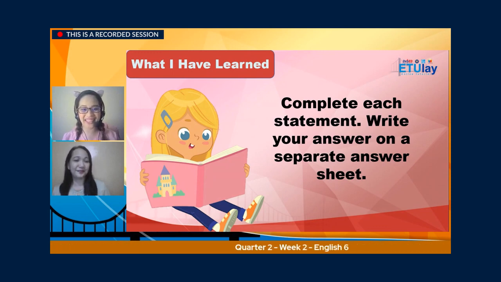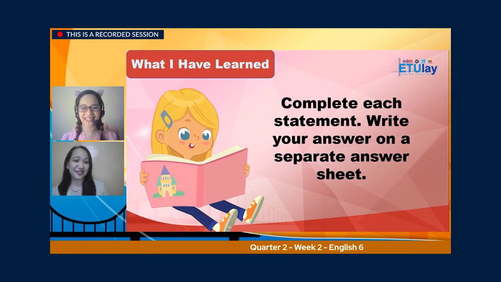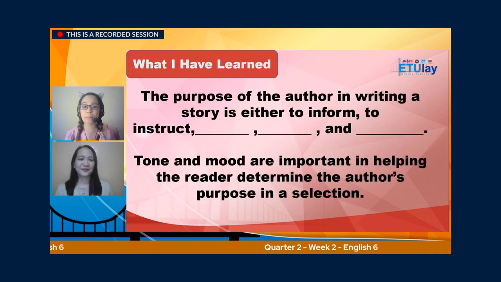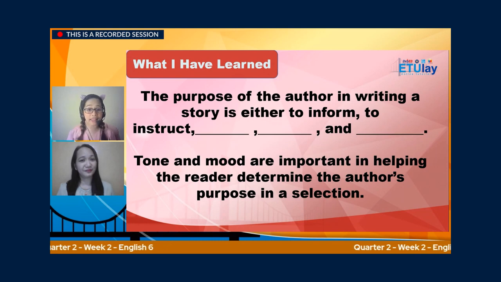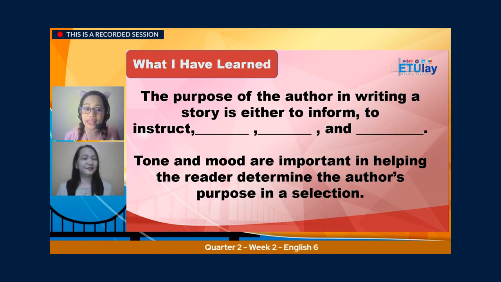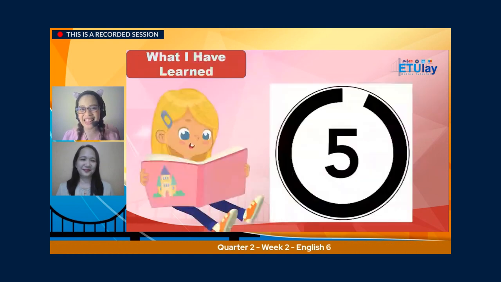For the direction, complete each statement. Write your answer on a separate answer sheet. Let's start. The purpose of the author in writing a story is either to inform, to instruct, blank, blank, and blank. Tone and mood are important in helping the reader determine the author's purpose in a selection. What are these three blanks? You are given 5 seconds to answer this.